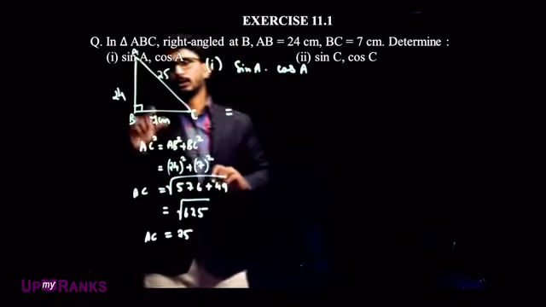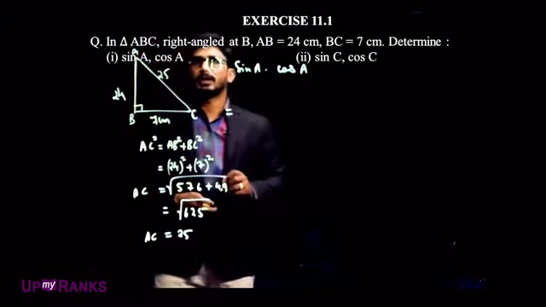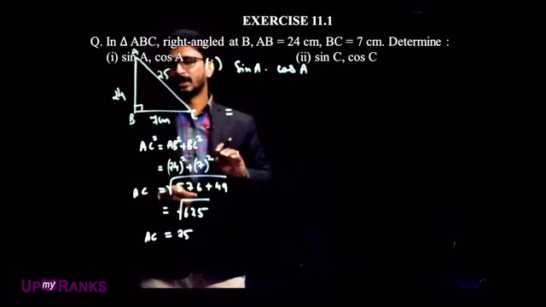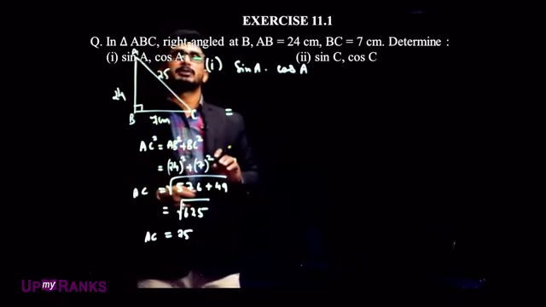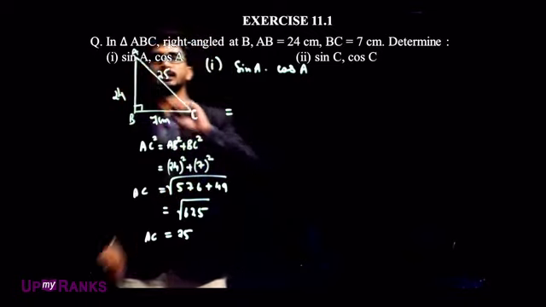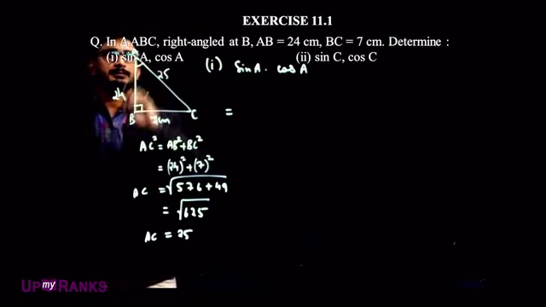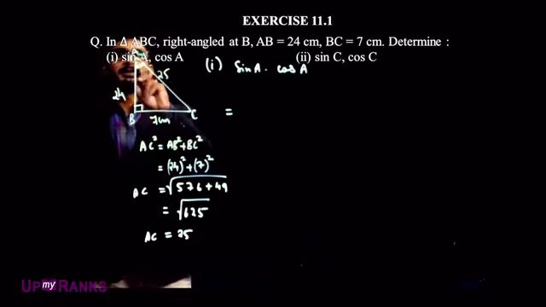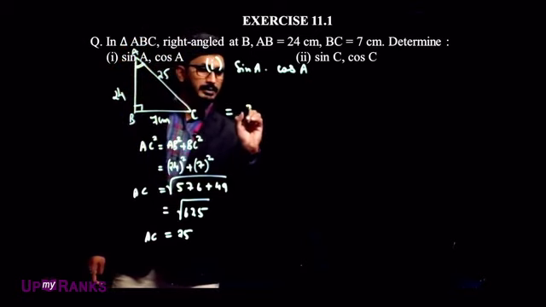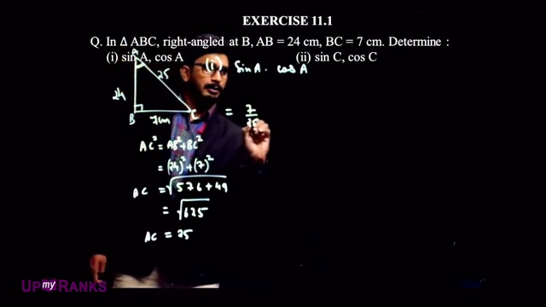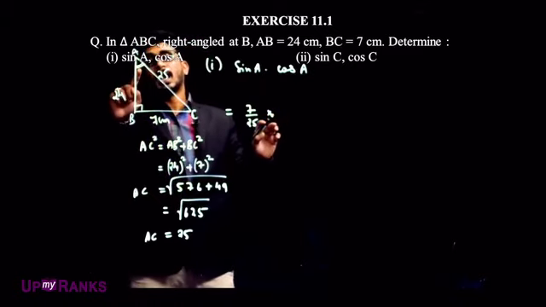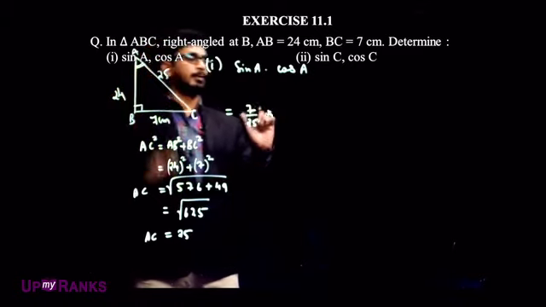Now children, we know all the three sides of the triangle. Now we can find sin A. Sin A is nothing but opposite by hypotenuse. Angle A is here. Sin A is opposite by hypotenuse, which means 7 by 25, into cos A. Cos A is adjacent by hypotenuse, 24 by 25.